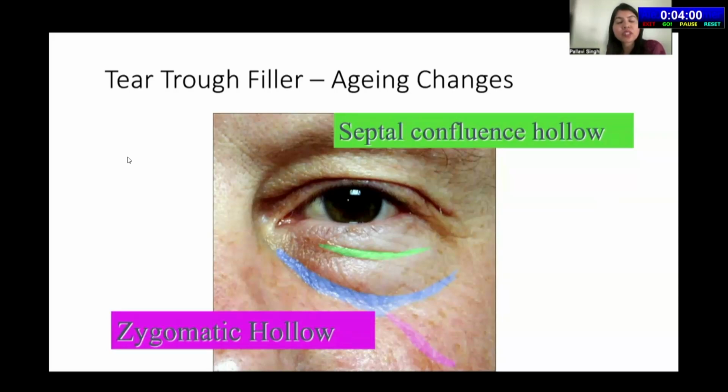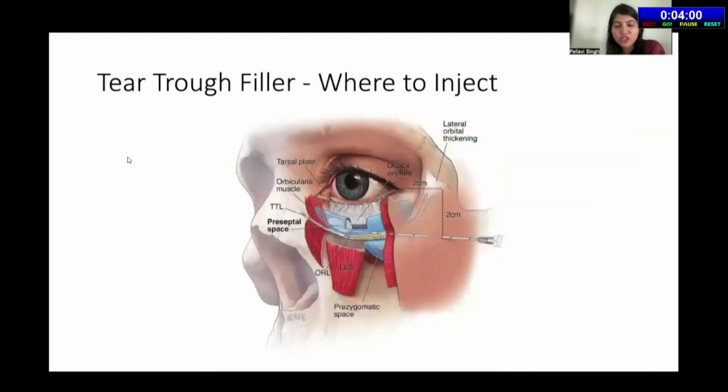So when we're trying to fill the tear trough, we're trying to fill the zygomatic hollow, which is inferior to the orbital fat prolapse, just over the orbital retaining ligament. Now, where to inject? There's a lot of conversation about whether you want to use a needle or a cannula. Regardless of the method, what is important to understand is that you want to be injecting in the preseptal space, because once you cross the septum, you're injecting the product into the orbit and wasting product. So you want to be injecting in the preseptal space.